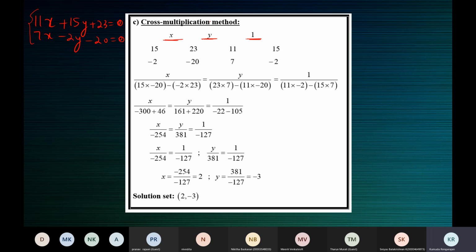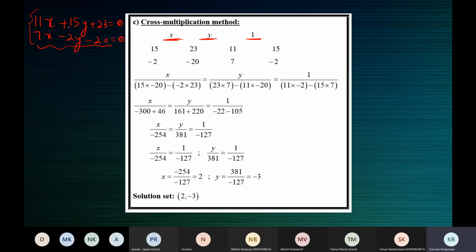In the cross multiplication method, we need to first decide the heading. How to decide whether it is xy1 or xy minus 1, depending on how you have the two equations. If you have it in this format, the x term, the y term and the constant on the same side, that is here all the x, y and constants are on the left hand side. Right hand side we have only 0. Then the heading is x, y and 1.